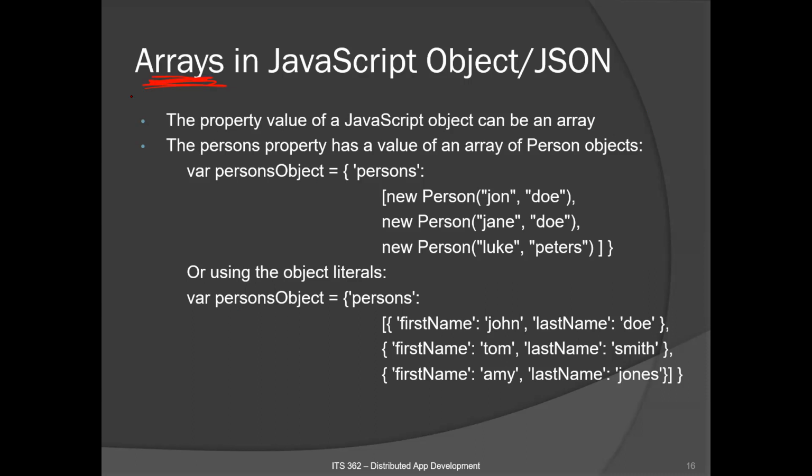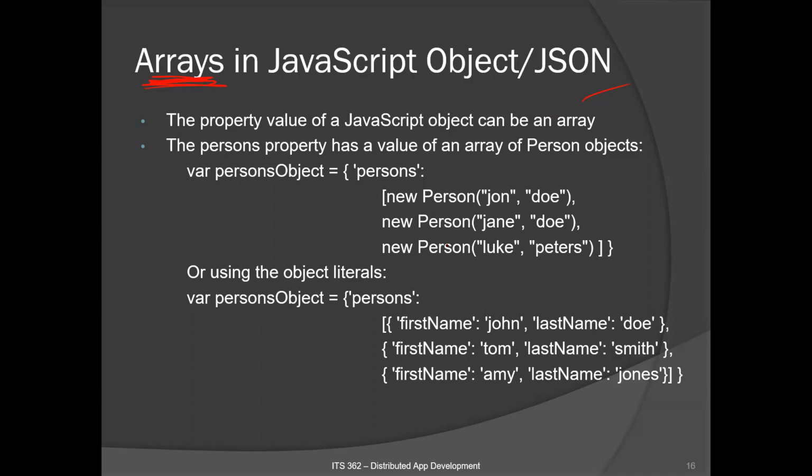Arrays in JavaScript objects, and also their relation to JSON. So the property value of a JavaScript object could be an array. That's perfectly fine. For instance, the person's property has a value of an array. And that in itself can be an array of person objects. So an array can be an array of objects, which is great. That's what makes JavaScript actually so flexible, right? And that allows it to have, if you think about it, it's an amazing thing. It truly is. And so, it's important.